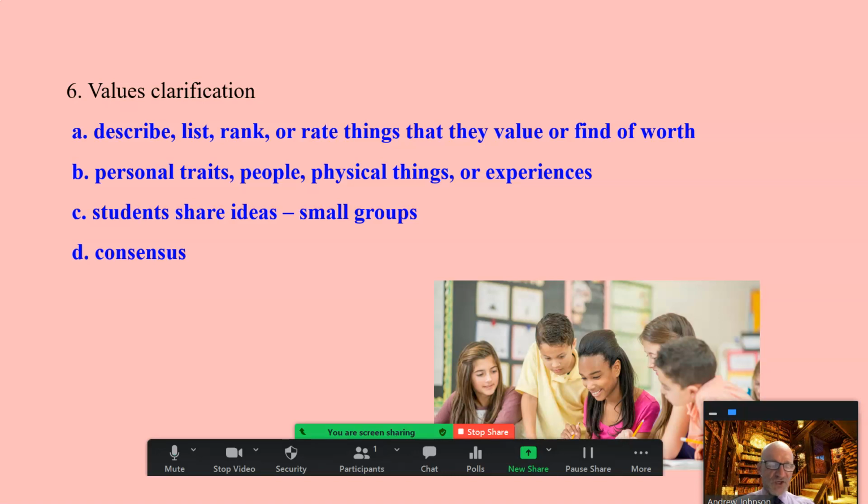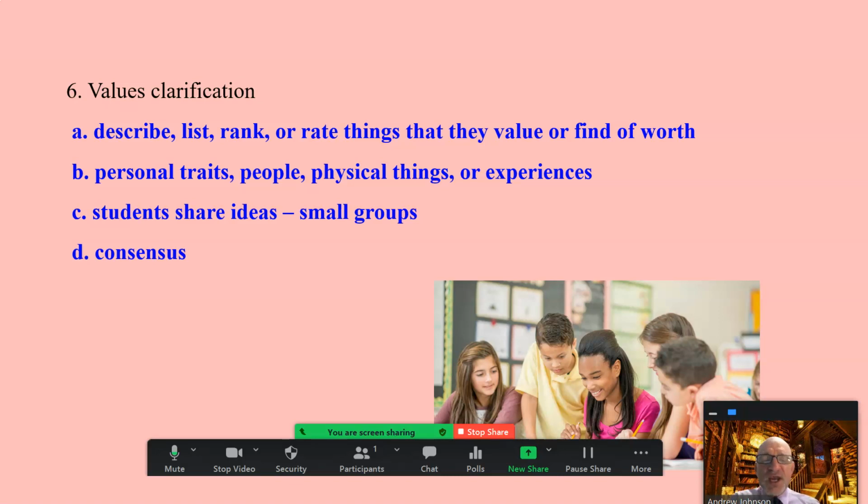Values clarification is a pedagogical strategy that can be used to enable students to analyze, identify, and describe their own values, what they value or find important. Here, students are usually asked to describe, list, rank, or rate things that they find important or of worth. This could be traits. What traits do you value in yourself or another person? What people do you value? What physical things or experiences do you value?